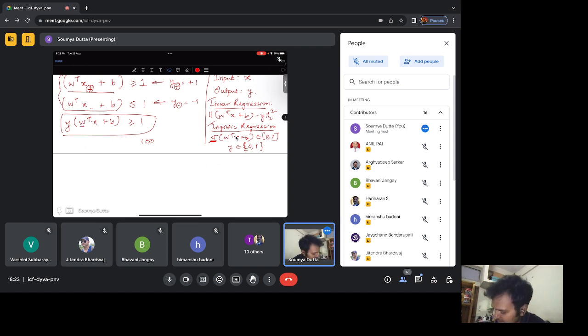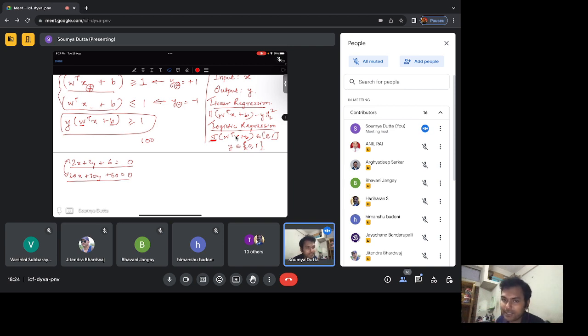You will just change the scale of this W and B, and you will get almost the same thing. For example, the example given in the class was 2x plus 3y plus 6 equal to 0 and 20x plus 30y plus 60 equal to 0. Both of these lines are basically the same. It doesn't matter from the SVM perspective which line you get. So why not make it 1 only, and that will make life simpler for us.